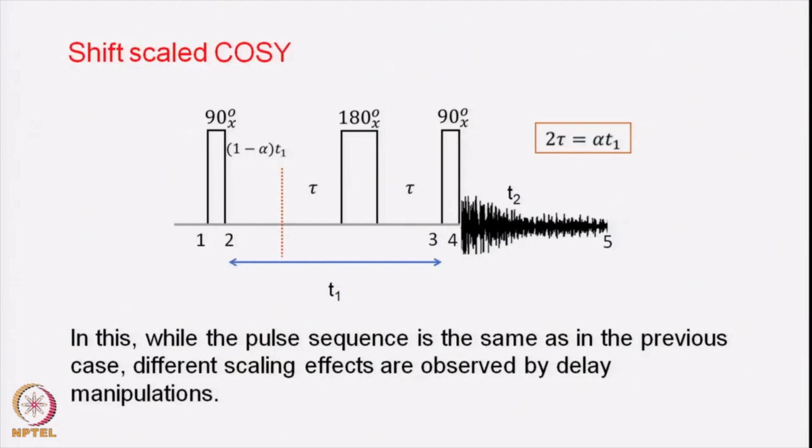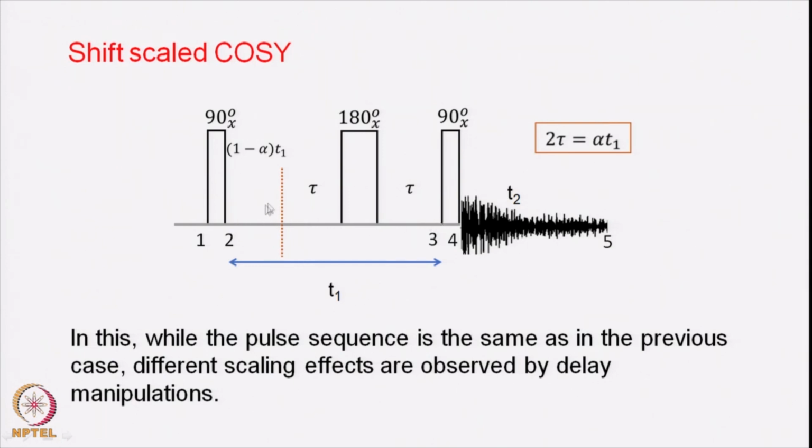Okay. Now, we see the next scaling experiment, and here is a simple modification of the previous one. This is called shift scale COSY. In the earlier case we scaled the coupling constant. Now, we will scale the chemical shifts. What do we do? A simple modification here. Now, the T1 period is all the way from here to here. Earlier the T1 period was from here to here, and this was additional, and we put this as alpha T1. So, the whole period was 1 plus 2 alpha.